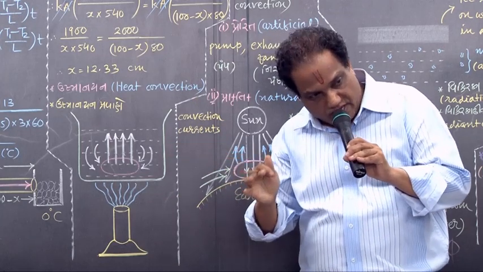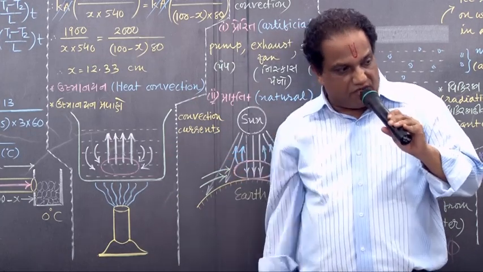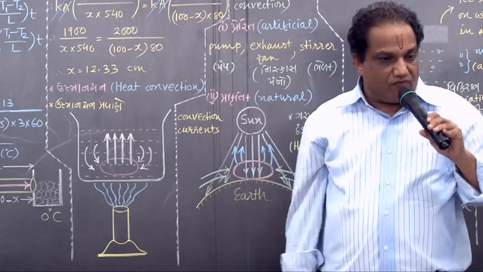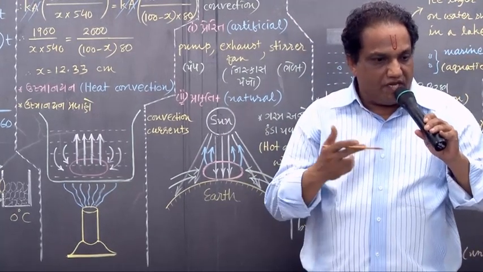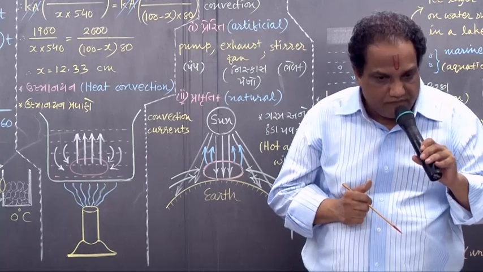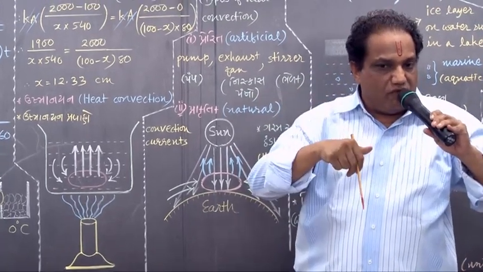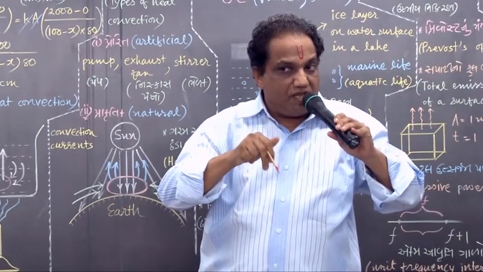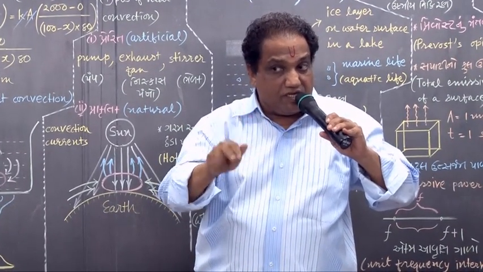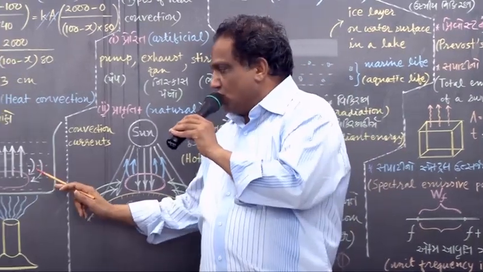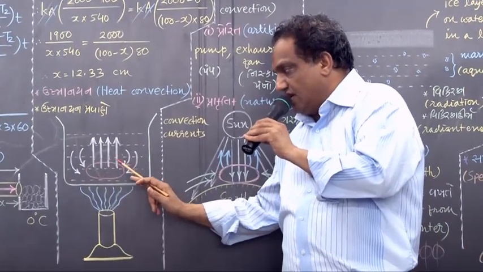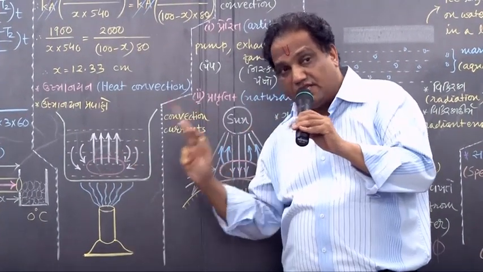When temperature increases, then volume will increase. You can say heating causes expansion. When volume increases, what happens to density? Density is mass upon volume. Volume is there in the denominator, so when volume increases, density will decrease. So this liquid becomes rarer because density decreases.